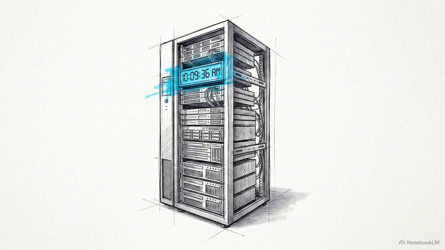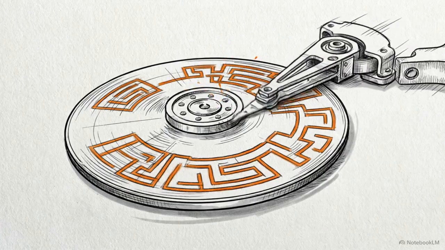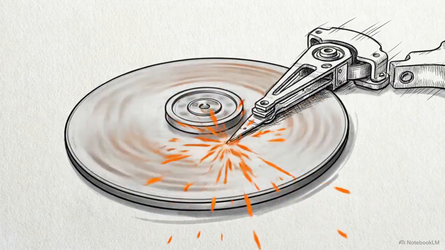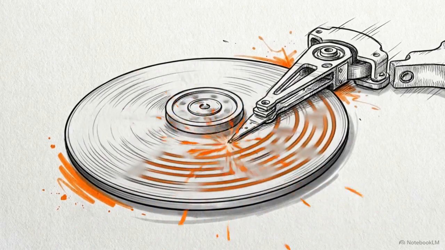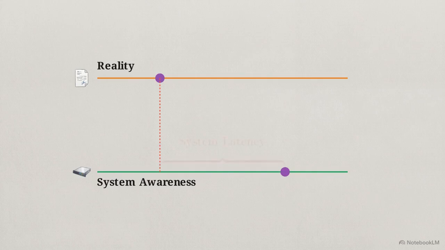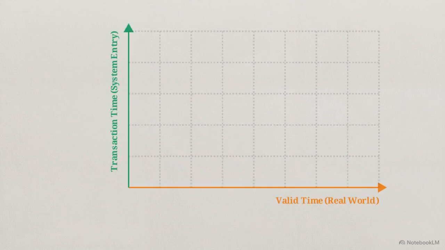This introduces the second required dimension, transaction time. Transaction time is the immutable system timestamp applied when the record is physically committed to the database disk. It explicitly captures the chronological gap between reality and the system's awareness of that reality. Combining axes creates the bitemporal model.